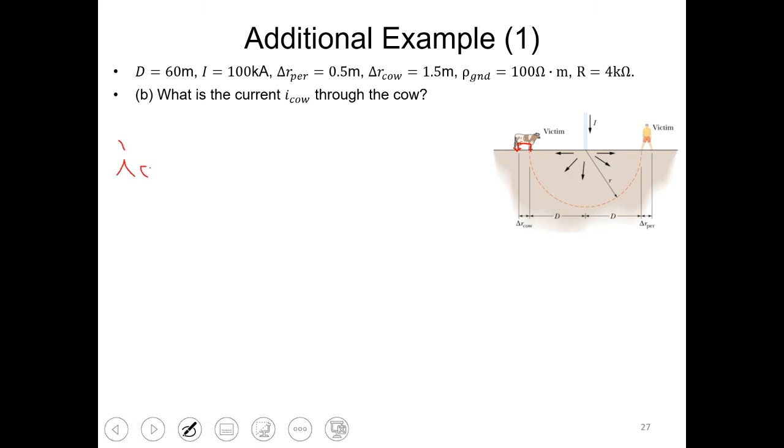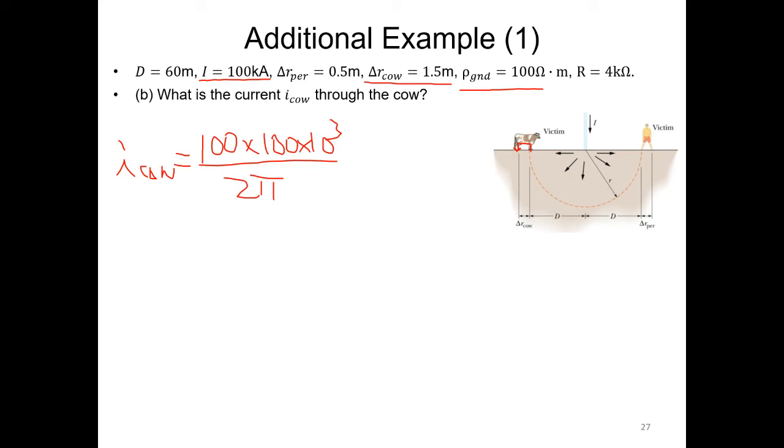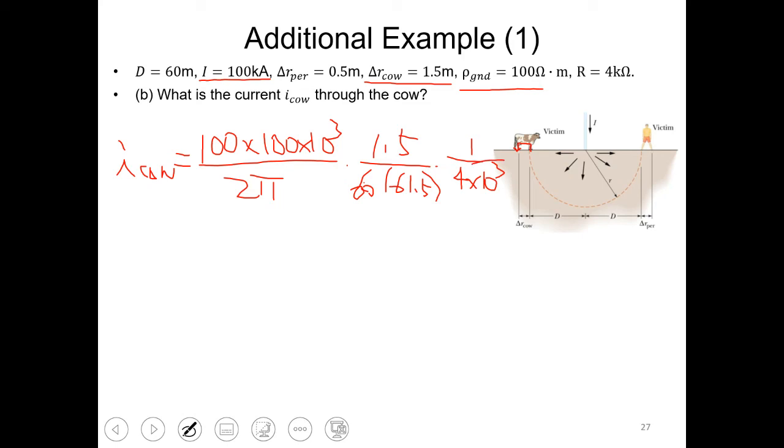So here we have I cow to be 100, still 100 for the rho, and then the next one is I is 100K over 2 pi. So delta R cow is 1.5 meter. So 1.5 times 61.5, and then times 1 over 4K.